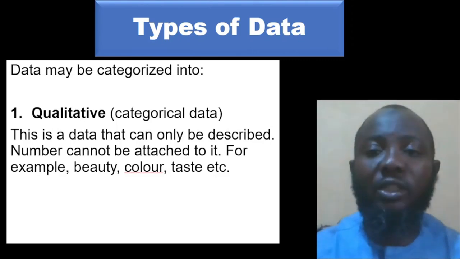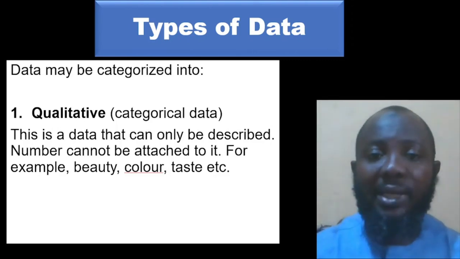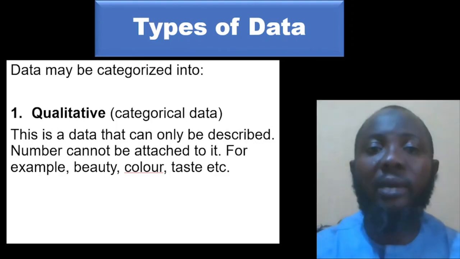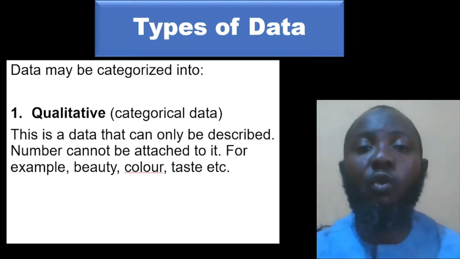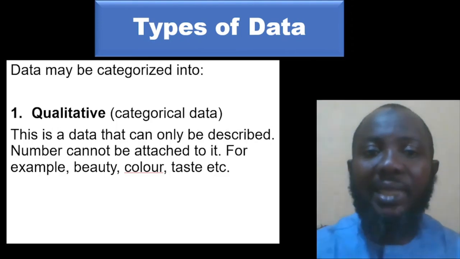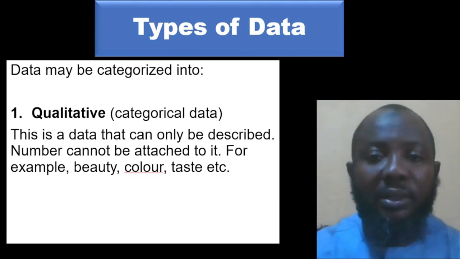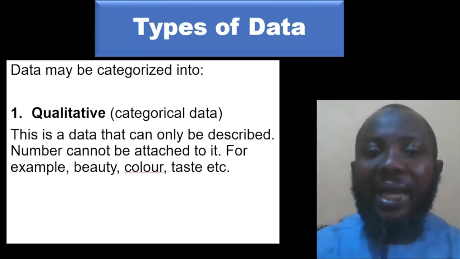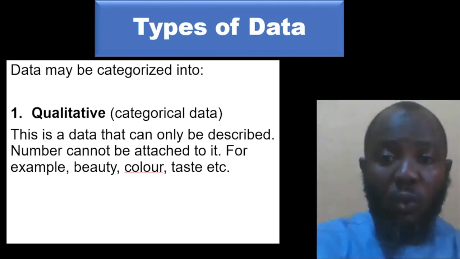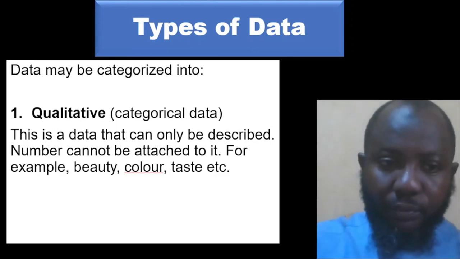We cannot attach a number to color. We cannot attach a number to taste. You understand? So we cannot attach a number to beauty. Exactly. So that is why we say that another name for qualitative data is categorical what? Data. So this is data that can only be described. Numbers cannot be attached to it. For example, we have beauty, color, taste, and so on and so forth. I hope this is clear.